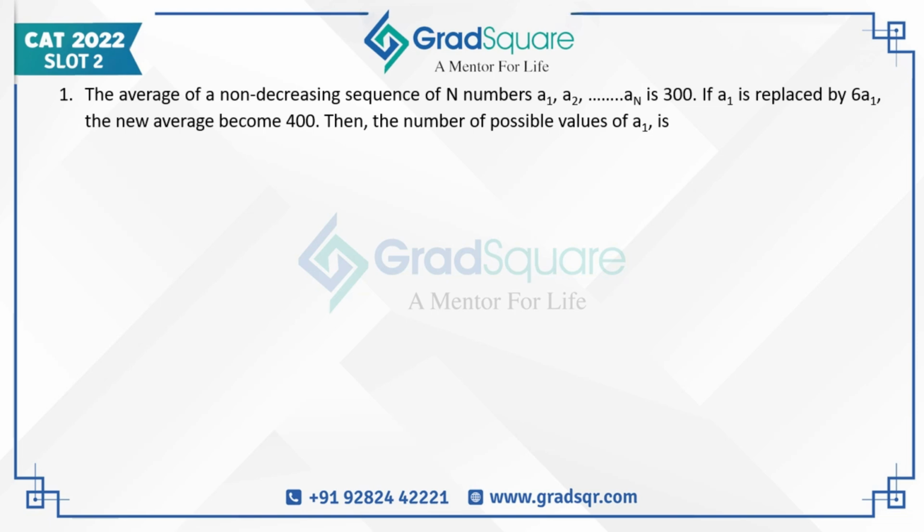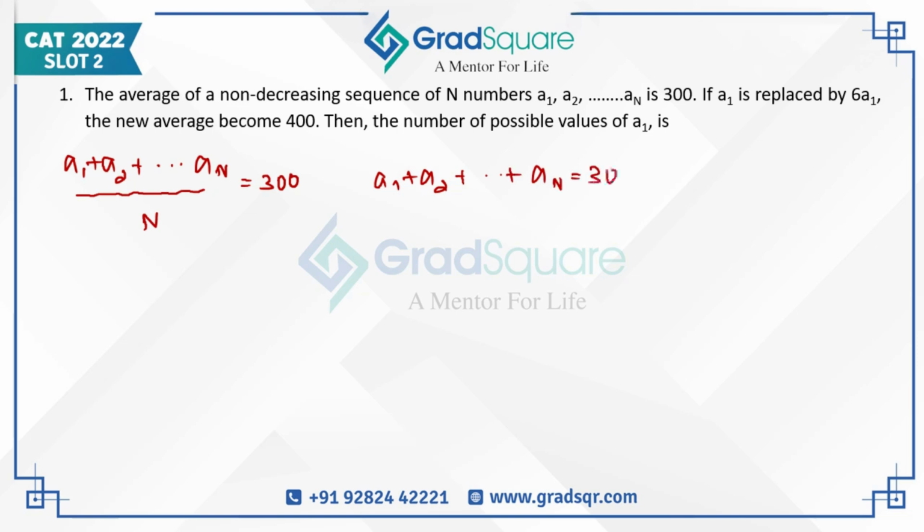So if the average of a1 to an is 300, that means if I add all these values and divide it by the number of numbers, I should get 300. So that makes the sum a1 plus a2 all the way up to an equal to 300n. I'm going to take this as the first equation, and I'm going to replace a1 by 6a1.